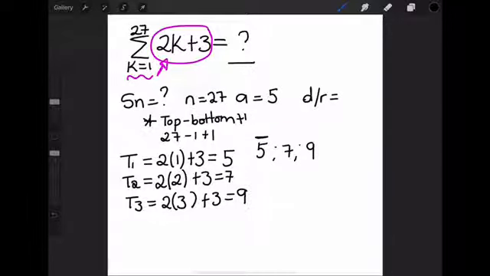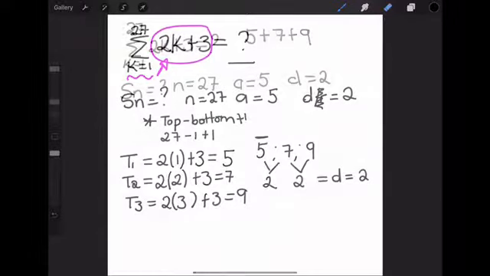Now we need to work out if this is arithmetic or geometric. So we first do the test for the difference. Do we find a common difference? 7 minus 5 gives me 2. 9 minus 7 gives me 2. So we don't have to move further. We have a common difference of 2. So we can scratch out that R and put D is equal to 2.